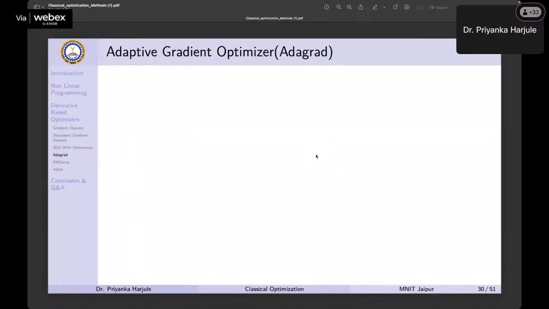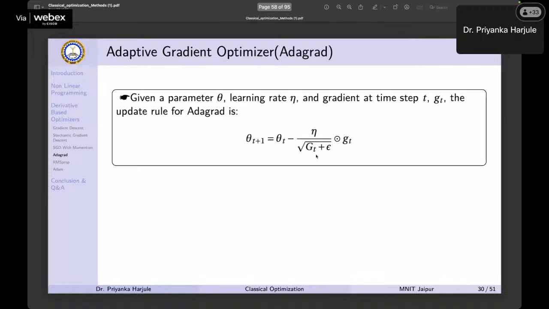And that's when the adaptive gradient optimizer comes into the picture, that is AdaGrad. What it does is it adapts the learning rate individually for each parameter based on the sum of squares of the past gradients. Parameters with large, frequent gradients get their learning rate reduced over time, and parameters with small or rare gradients keep a relatively high learning rate. This is because of this new learning rate, that is eta upon square root of Gt plus epsilon, times this gt. So what are these?